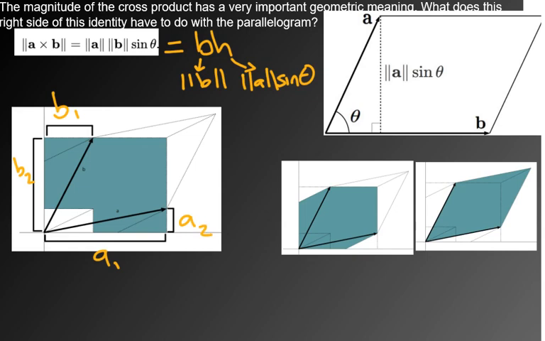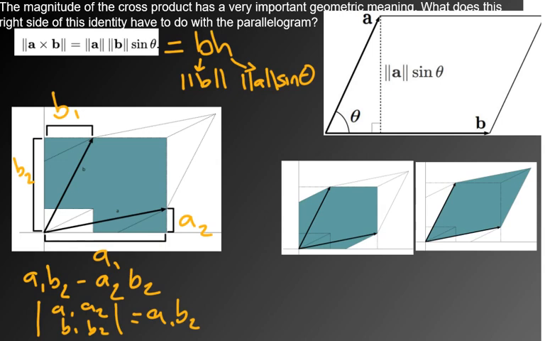And if I was to find the area of just the shaded part right here, I could do the big rectangle, A1 B2 minus A2 B2. And if you think of the determinant of these two vectors, A1, A2, B1, B2, the determinant is actually A1 B2 minus A2 B1. So there's something going on with the determinant of the two vectors.